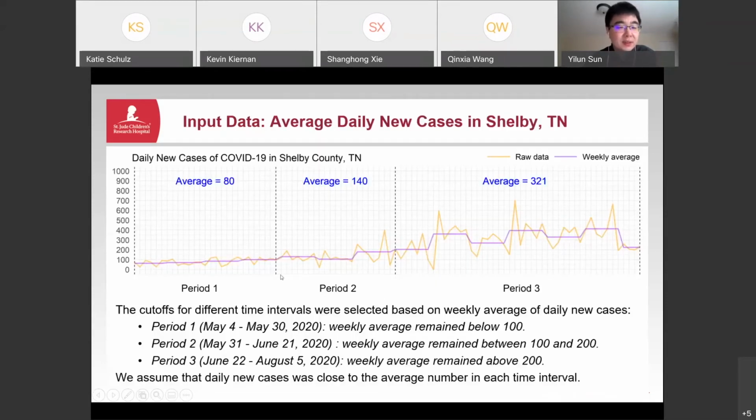This graph shows the daily new cases of COVID-19 in Shelby County during the study period. From this graph, we can see the raw data were noisy. However, the curve for the weekly average was relatively smooth. So the cutoffs for different time intervals were selected based on those weekly averages of the daily new cases. In period 1, the weekly average remained below 100. In period 2, the weekly average remained between 100 and 200. And in period 3, the weekly average remained above 200. We assume that the daily new cases were close to the average number in each time interval, and those numbers highlighted in blue will be used as the input data in the SAS macro.